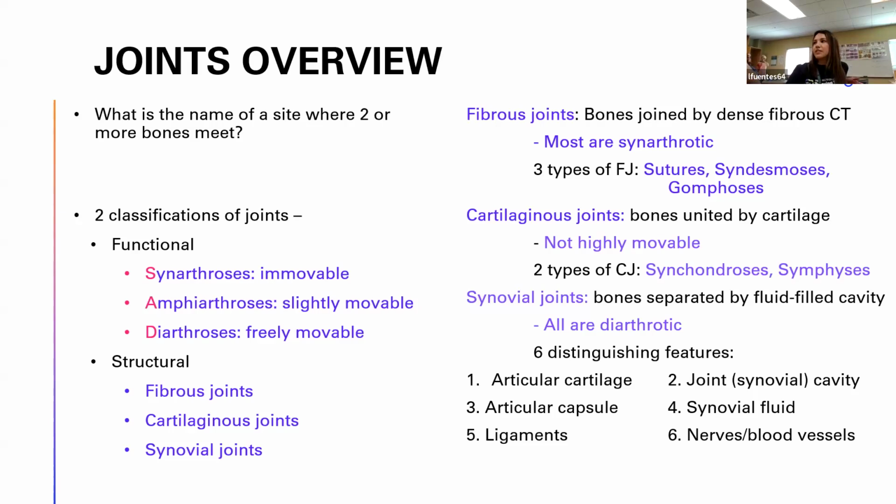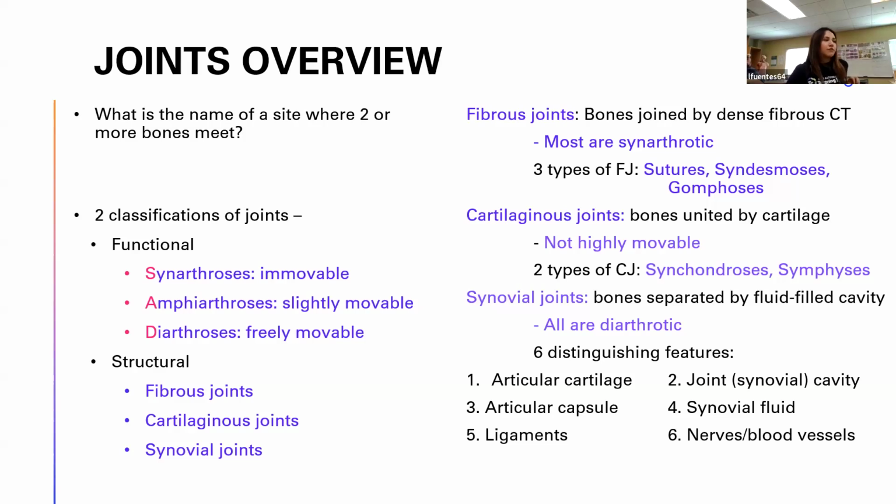These are the ones that have the 6 specific types of synovial joints, which we're going to get into on the next slide. But there's 6 distinguishing features of synovial joints. The first is articular cartilage. Articular cartilage is hyaline cartilage that prevents crushing of both ends of the bones.